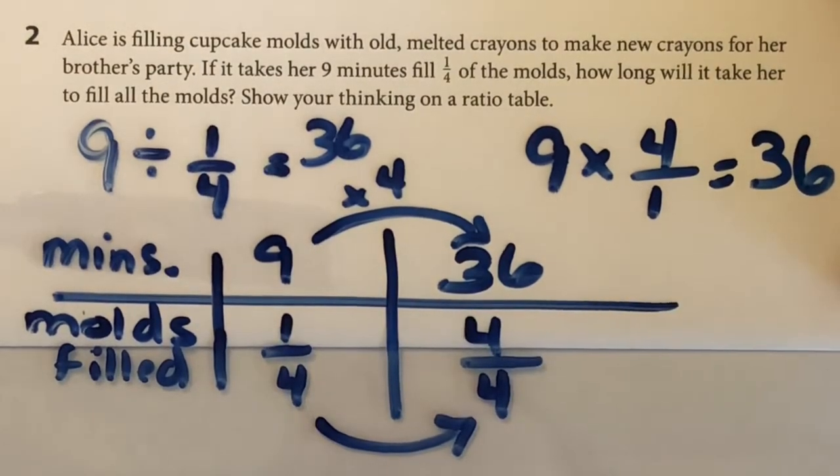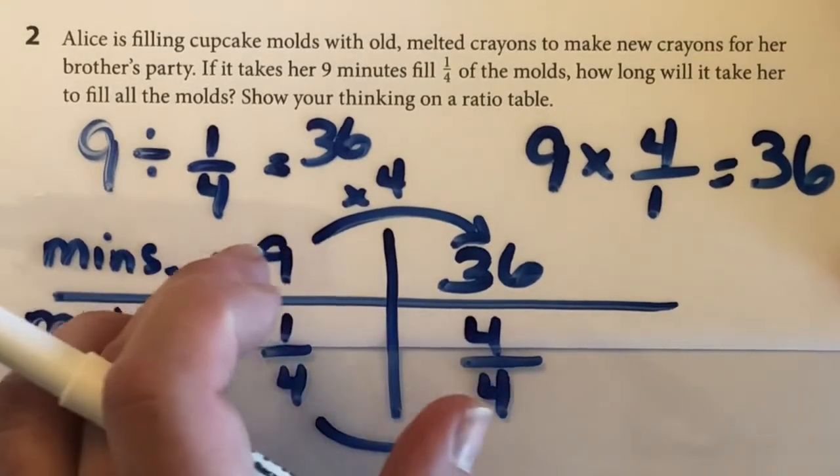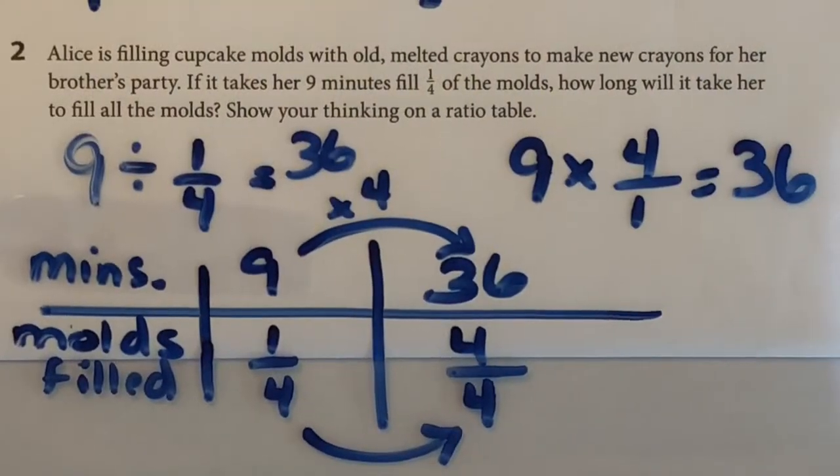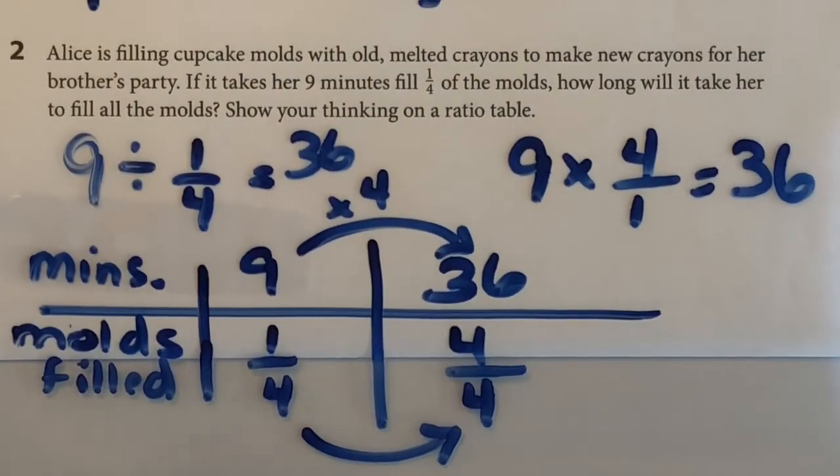So these are 2 ways to get that problem, but this is how you use the ratio table. Whatever you do to the bottom, the denominator, you need to do to the numerator. All right, I hope this helps you when dividing by fractions. You are going to be using this to help think about money.